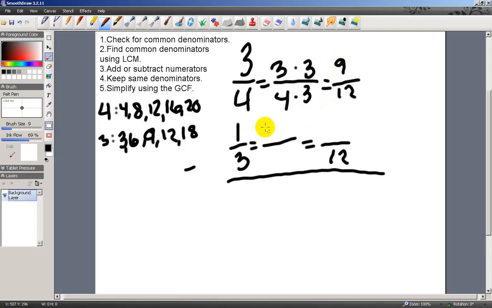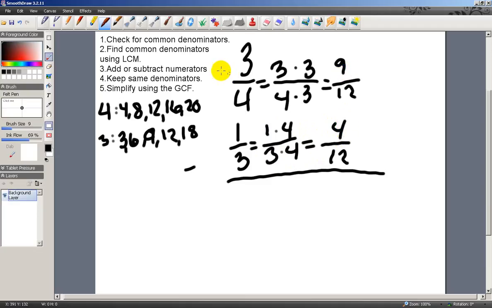I do the same thing for my 1/3. 3 times or divided by what is 12? And it's times 4. Fraction of 1, so I have to use the same number on the top. 1 times 4 is 4.